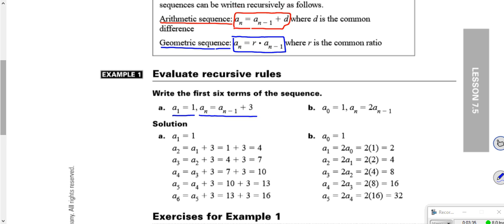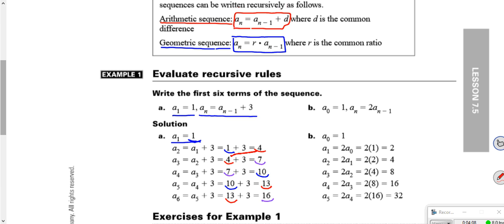So if we're supposed to write the first 6 terms, this is the first one. And then notice they use this 1, and then it's 1 plus 3. They got 4. Then they use the 4 plus 3. That gave them 7. Then they use the 7 plus 3. That gives them 10. Then 10 plus 3 gives them 13. Then 13 plus 3, and they get to 16 and so on. So it's recursive. That's what we mean.